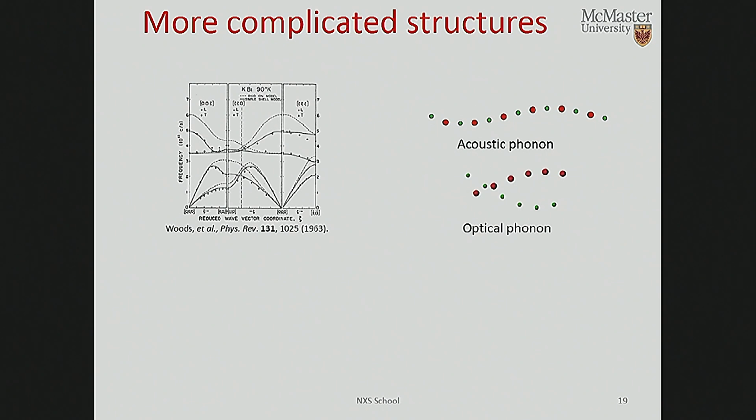Okay. But of course, pretty much everybody in this room is probably interested in materials where there's more than one atom per unit cell, because that's what modern material science is about. And if you've got more than one atom per unit cell, then other things can happen.